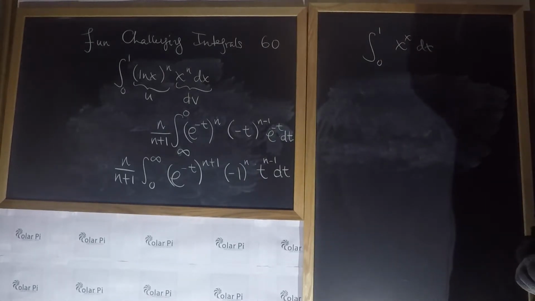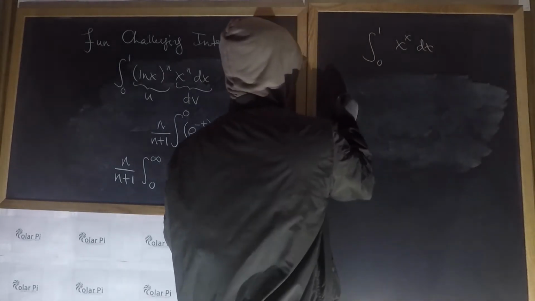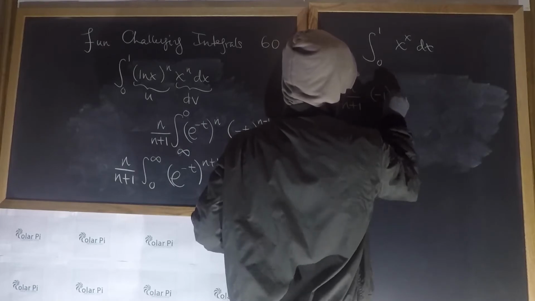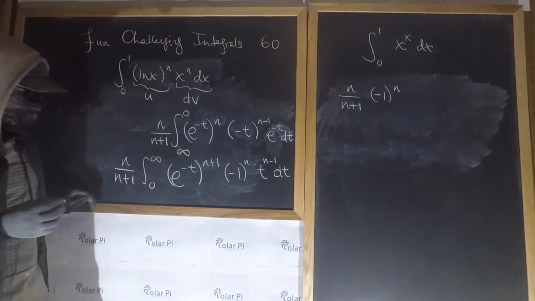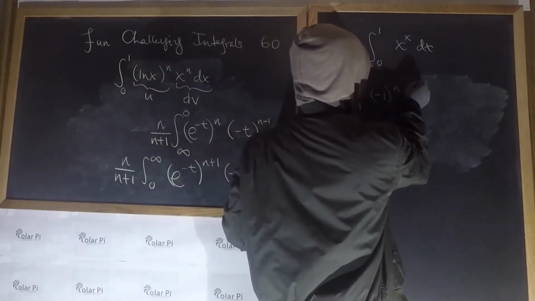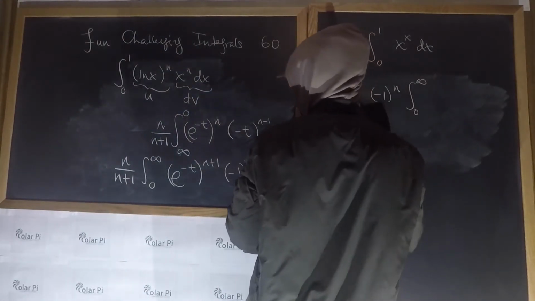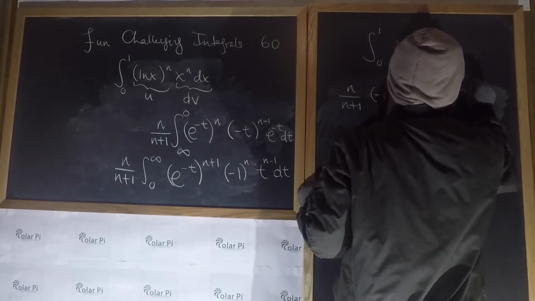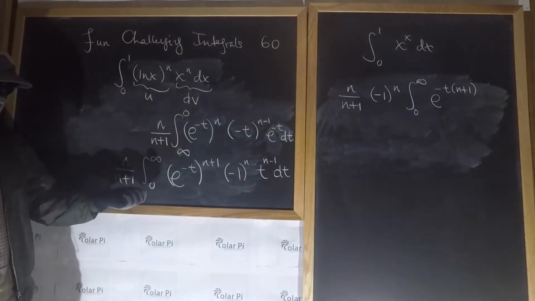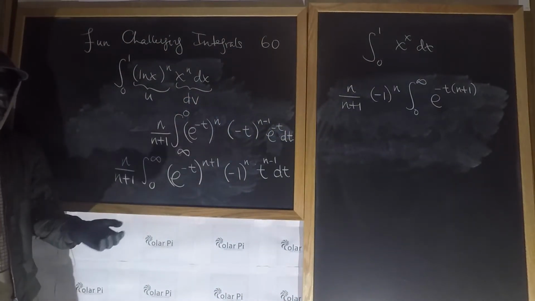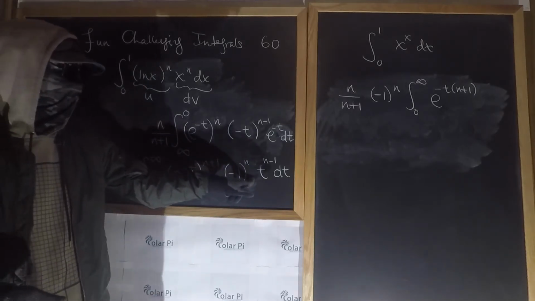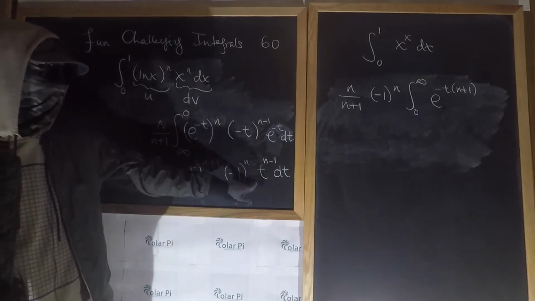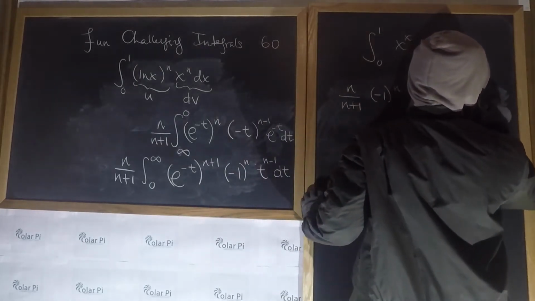Now what? Now this. Well, let's write n over n plus 1 and then negative 1 to the power n, right? And then we have the integral from 0 to infinity of e to the minus t times n plus 1, right? That's the same as e to the minus t to the power n plus 1, simple exponent rules. And then t to the power n minus 1, remember I've pulled out the negative 1 to the n. So t to the power n minus 1 dt.